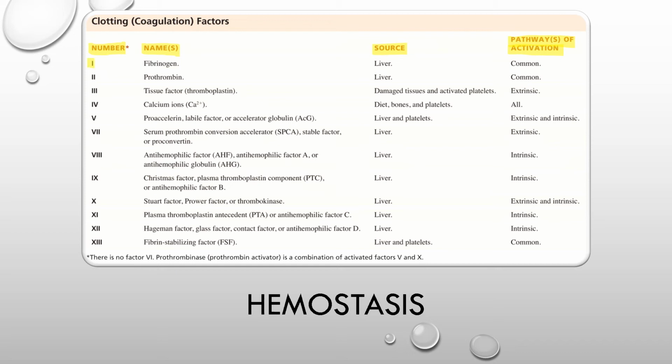Clotting factor 1, fibrinogen, an important one, as well as 2, prothrombin. Clotting factor 3, which is tissue factor, or thromboplastin. Remember, that's going to be the first clotting factor involved in the extrinsic pathway. That's an important one. Calcium ions, these are kind of given their own number here too, which is number 4. Calcium ions are involved throughout the entirety of coagulation.